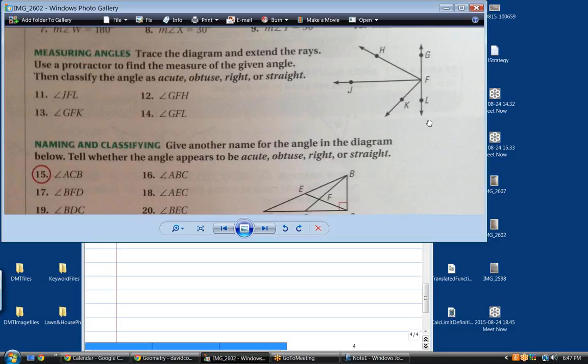Yeah, I'm getting about 55, I think. Okay, for this angle right here? Yeah. Okay, so put 55, and then what kind of angle is that? Acute. Okay.